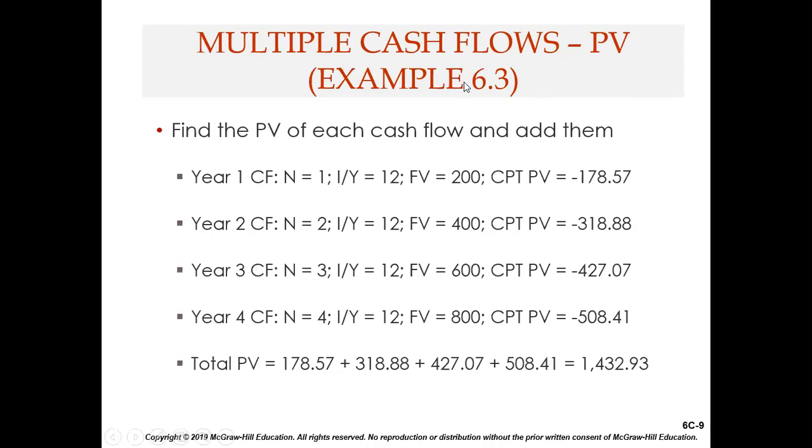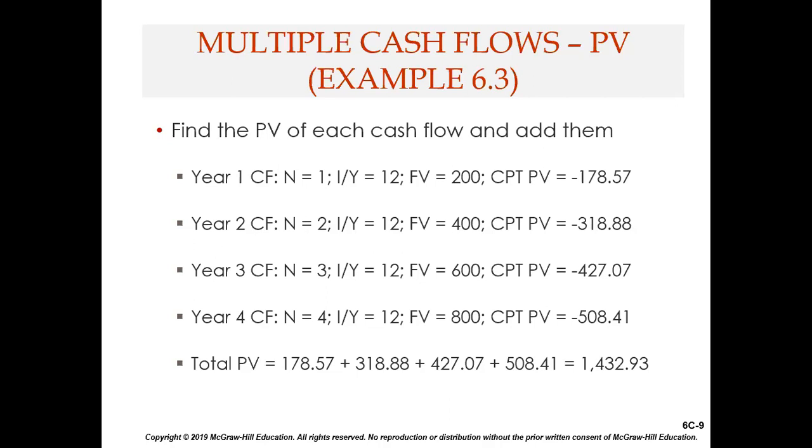This was from example 6.3. Find the present value of each cash flow and add them. Let's see this one. It's in the book, I think example 6.3, chapter 5. So now we're switching gears. Now they're saying, instead of finding the future value of these payments, tell me what the present value of each of these future amounts is. Example 6.3, and this is on page 154 of your book.